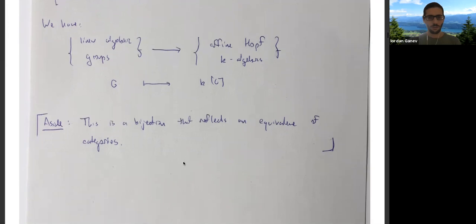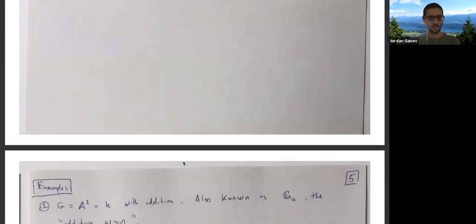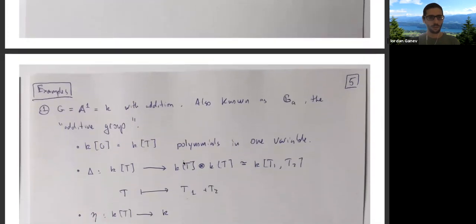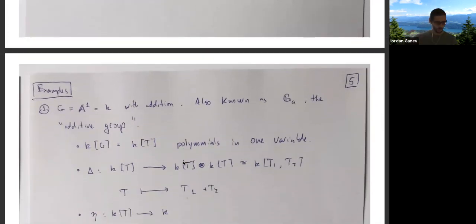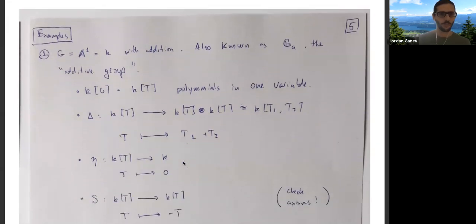Okay, so moving right along. We've been talking a lot about theory and structure, so let's get our hands dirty with some examples of linear algebraic groups. The first example is the additive group. This is just the field thought of as a one-dimensional vector space over itself, with the operation being addition.